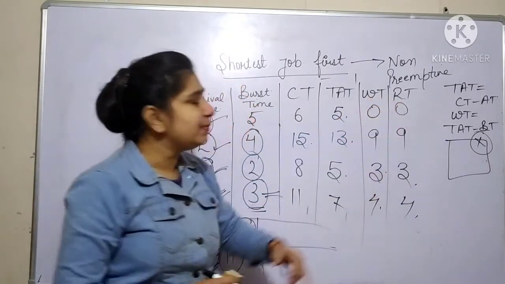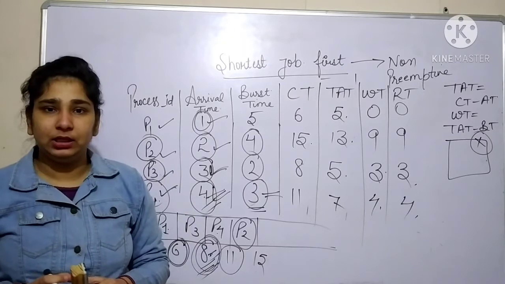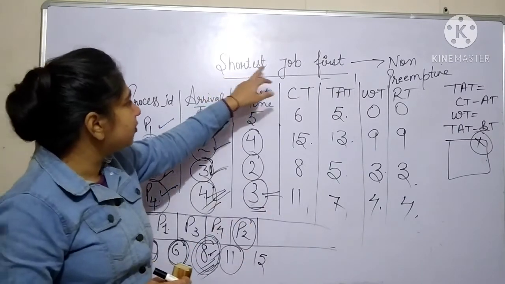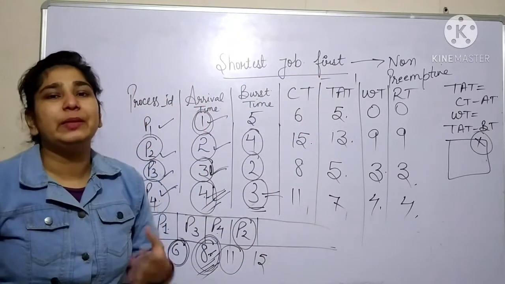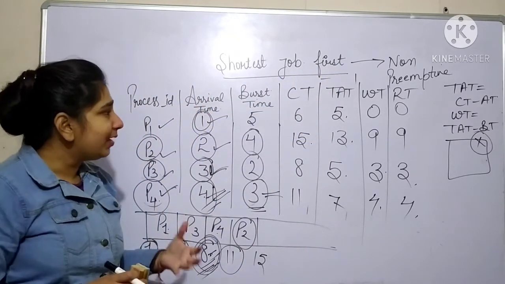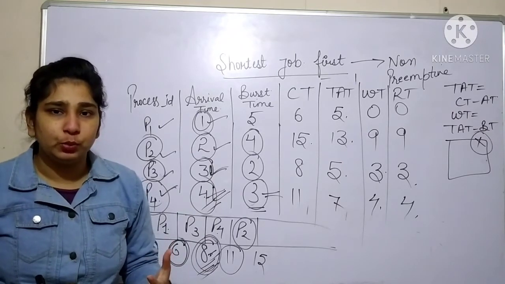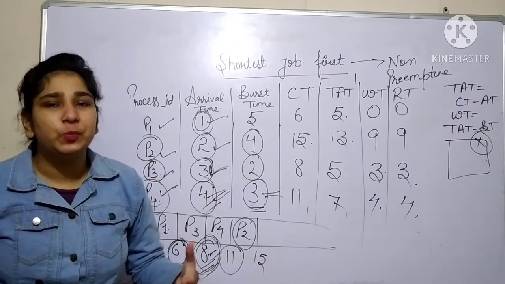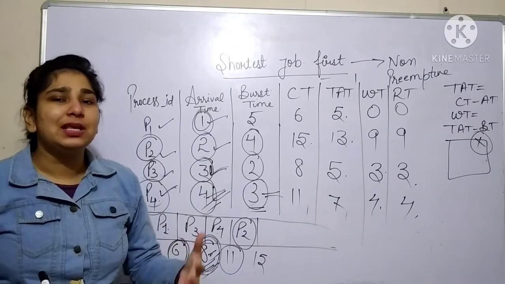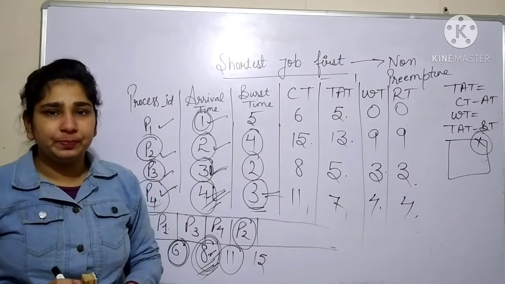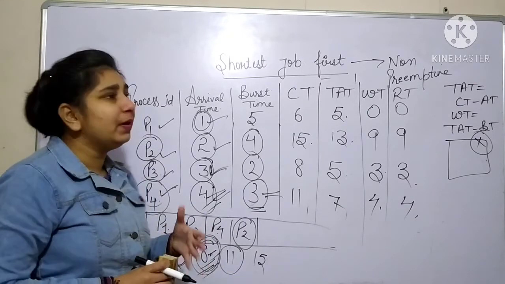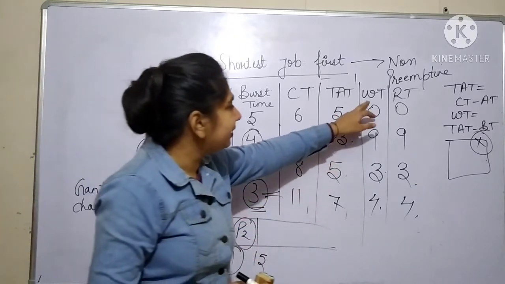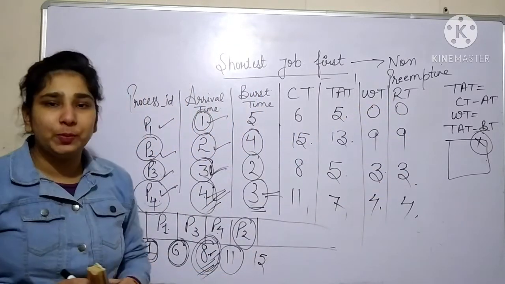Both waiting time and response time are equal. Why is it so? Because shortest job first is non-preemptive. Once you have allocated the CPU, you cannot take the CPU back from that process unless that process completely executes. If your algorithm is non-preemptive, in that case our waiting time and response time are going to be equal.